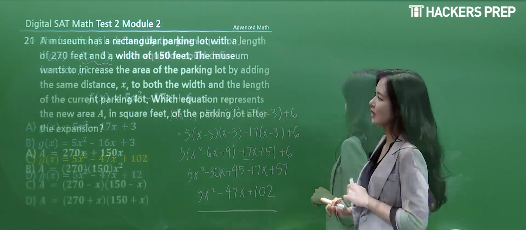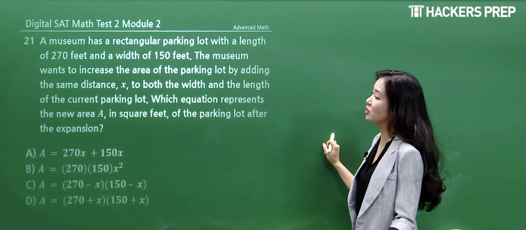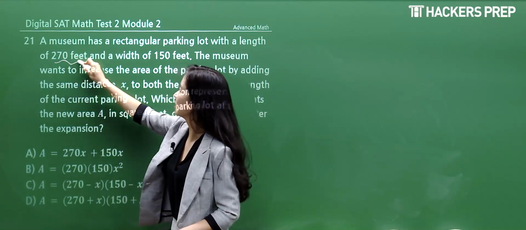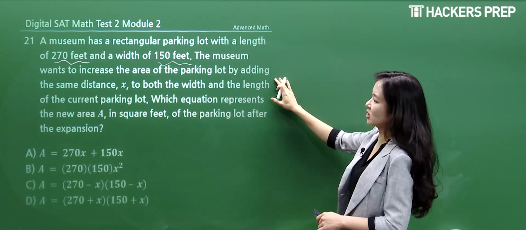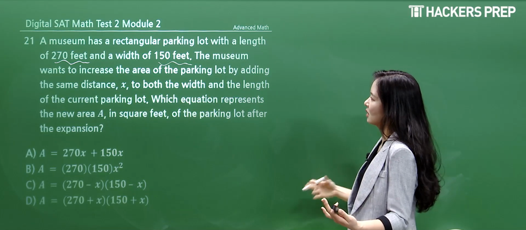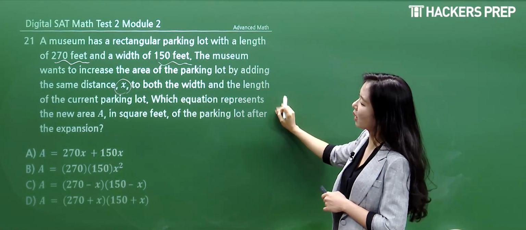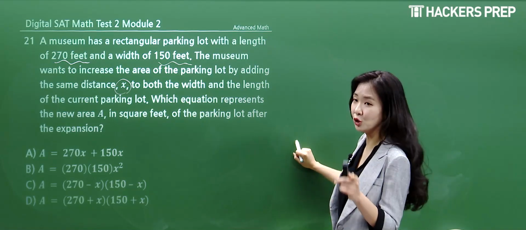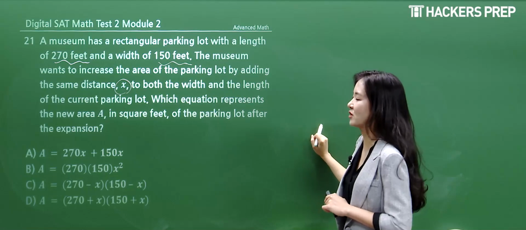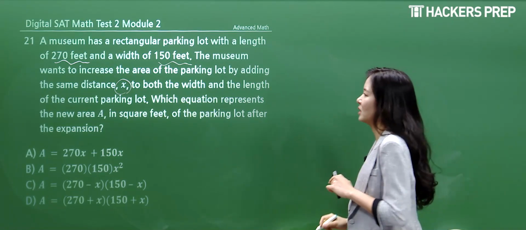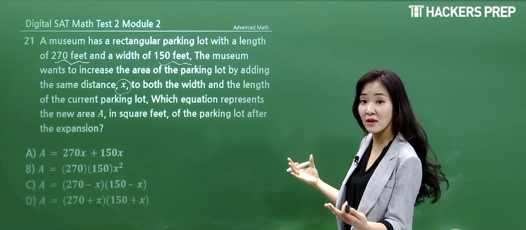Let's move on. Question 21. A museum has a rectangular parking lot with a length of 270 feet and a width of 150 feet. The museum wants to increase the area of the parking lot by adding the same distance, x, to both the width and the length of the current parking lot. Which equation represents the new area in square feet of the parking lot after the expansion? So let me draw this for you. So in the first initial case, we have the given length of 270 feet and a width of 150 feet.